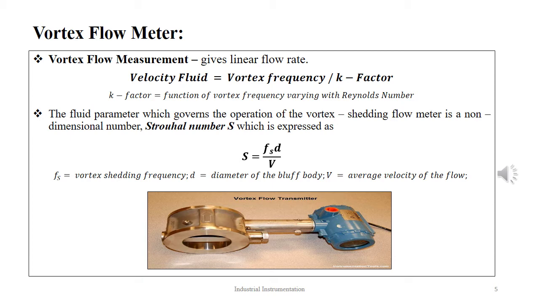The fluid parameter which governs the operation of the vortex shedding flow meter is a non-dimensional number called the Strouhal number, represented by S and expressed as S equal to Fs d by V. Fs is the vortex shedding frequency and d is the diameter of the bluff body, with V being the average velocity of the flow.